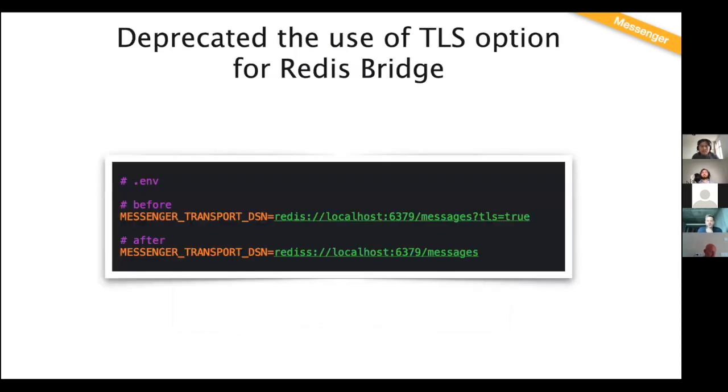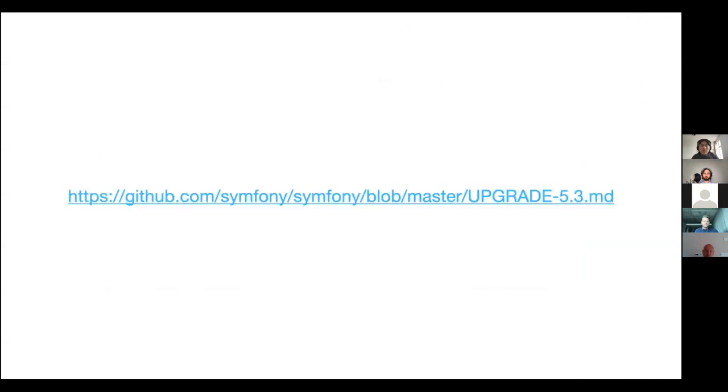And this is already the last deprecation we would like to show here. It's regarding the Redis Bridge for the messenger component. Before Symfony 5.3, it was possible to add an option tls and set it to true in case you wanted to talk to Redis in a secure way. This was changed now, and you can use a proper scheme to do that. So the important thing is the additional S here, rediss, for the secure connection to a Redis server.